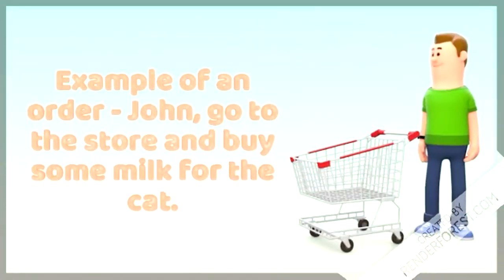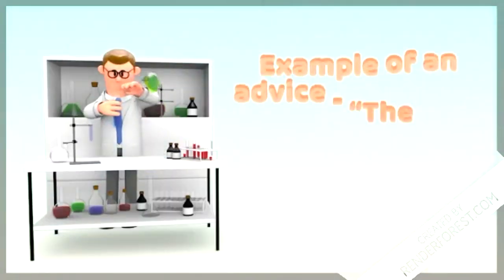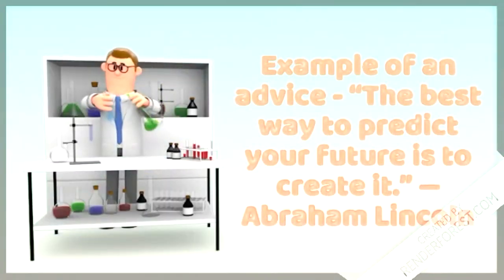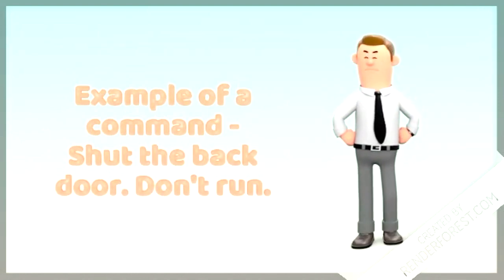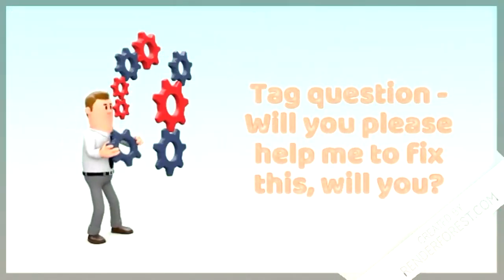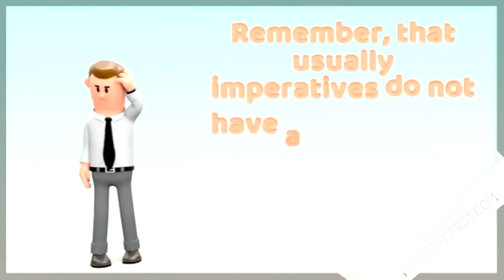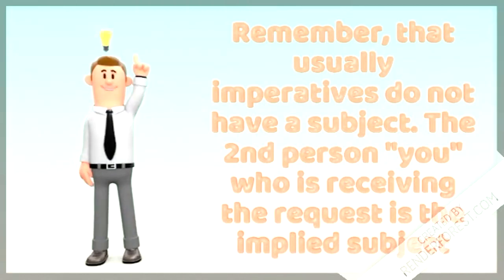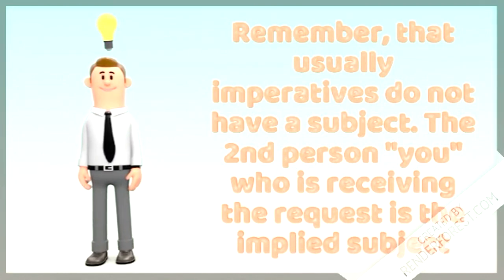Example of an order. John, go to the store and buy some milk for the cat. Example of an advice. The best way to predict your future is to create it, said by Abraham Lincoln. Example of a command. Shut the back door. Don't run. Tag question. Will you please help me to fix this? Will you? Remember that usually imperatives do not have a subject. The second person you, who is receiving the request, is the implied subject.